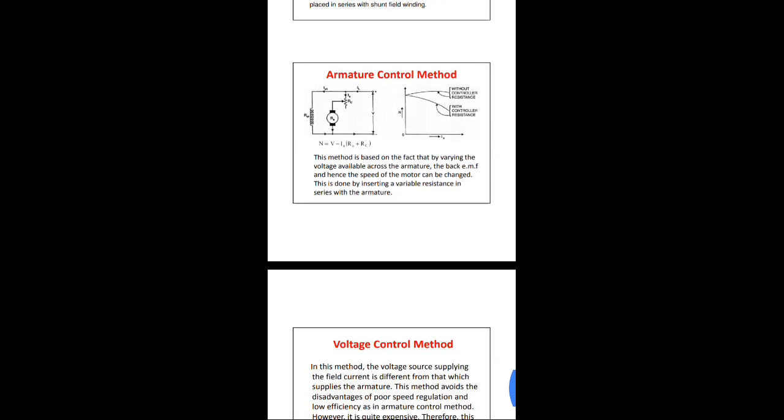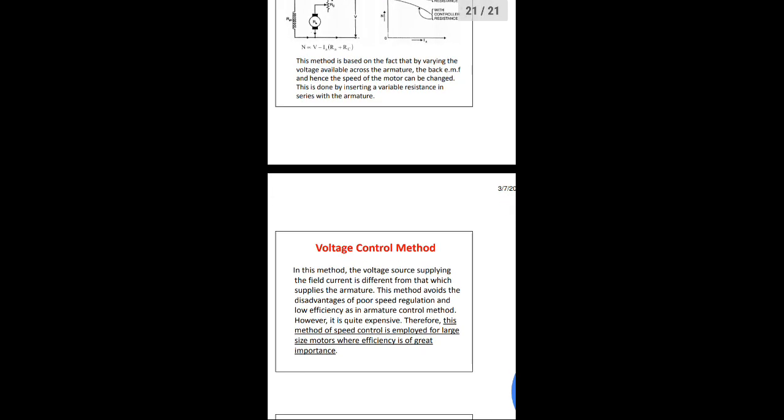Now this method is used for below the rated speed only. If the motor speed is 1500 rpm, if you use this method, you can obtain around 1400, 1480, below the rated speed only. You can obtain it with the voltage control method.